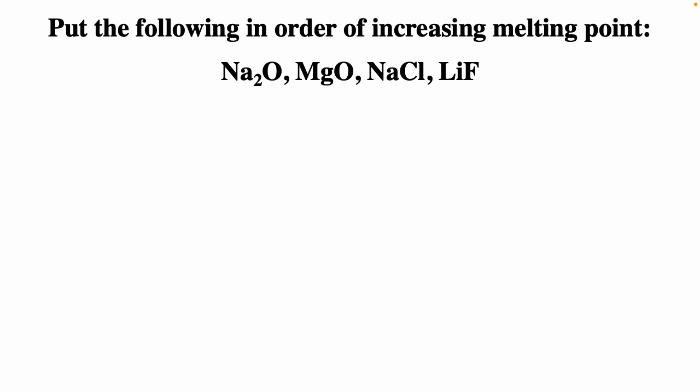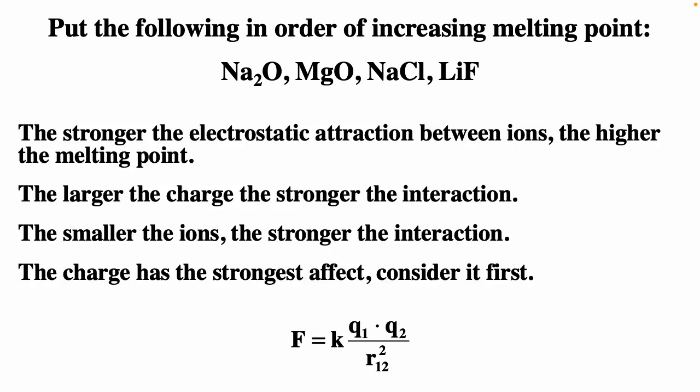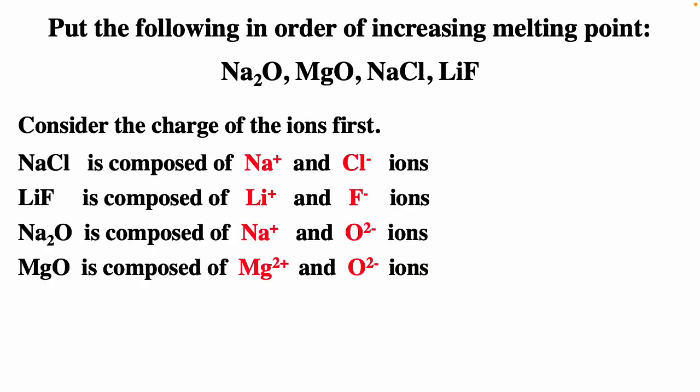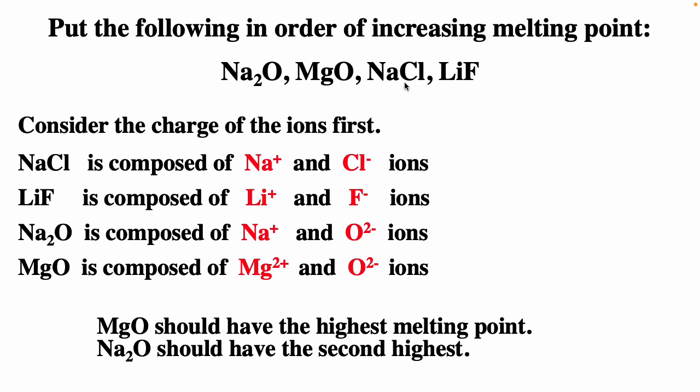So a question you could see in the very near future would be: put the following in order of increasing melting point. We first want to put it in order of charge, again just following Coulomb's law. Sodium is a +1, oxygen -2; magnesium +2, oxygen -2; sodium +1, chloride -1; lithium +1, fluoride -1. Magnesium oxide should have the largest interaction and highest melting point, because it's got the biggest charge, +2 and -2. Now the lowest melting point is between sodium chloride and lithium fluoride. They're both +1, -1. The lithium and fluoride ions are going to be smaller than sodium chloride, and so sodium chloride should have the lowest melting point and lowest lattice enthalpy.